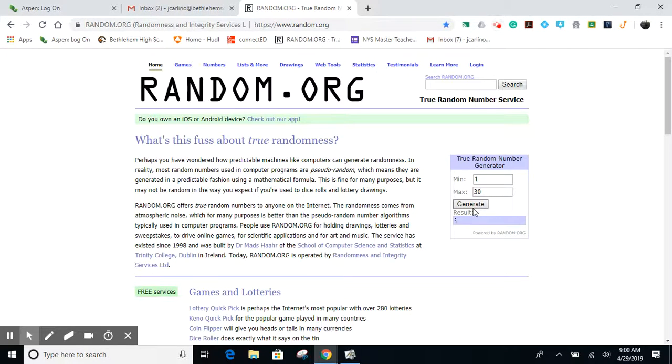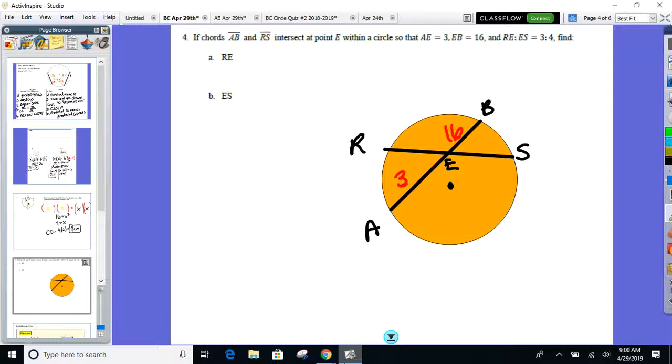All right, let me turn it over to you here. 25. What'd you put on RE and ES? RE to ES is 3 to 4. So what'd you put on RE? Not just 3, but 3x. And how about ES? 4x.